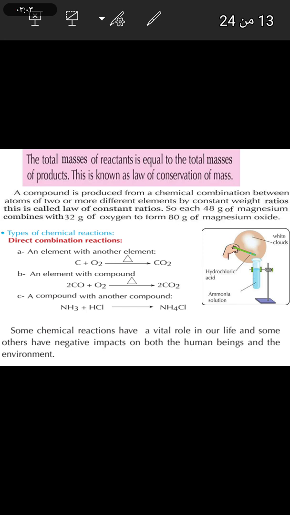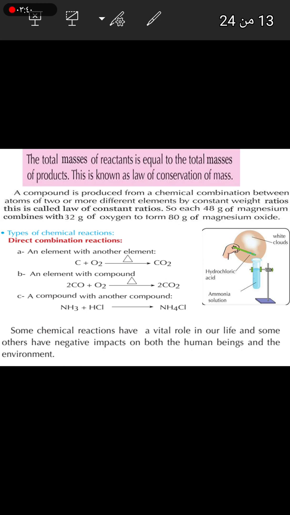Now, chemical reactions have many types. We will study, inshallah, this term, the direct combination reactions. Direct combination means combination between chemical compounds or chemical elements. We have 3 types of direct combination reaction.